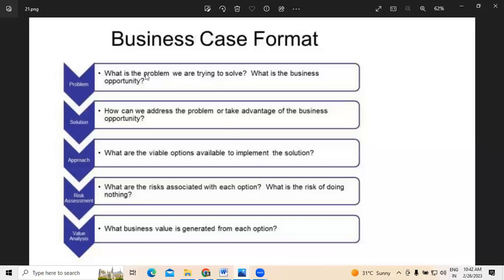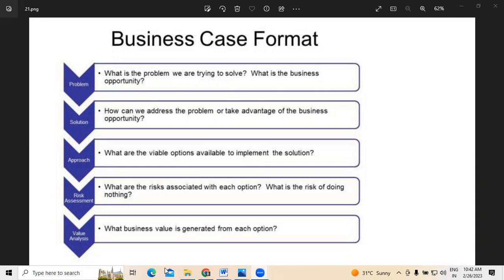The first thing is: what problem are we going to solve and what was the opportunity? The business opportunity is the first point to be considered when we are preparing a business case format. Point number one: what was the problem we are trying to solve and what is the business opportunity? Because at the end of the day, if there is no opportunity, there is no value for the business solution you are providing. So the business opportunity must be evident and it has to be established. That is point number one.